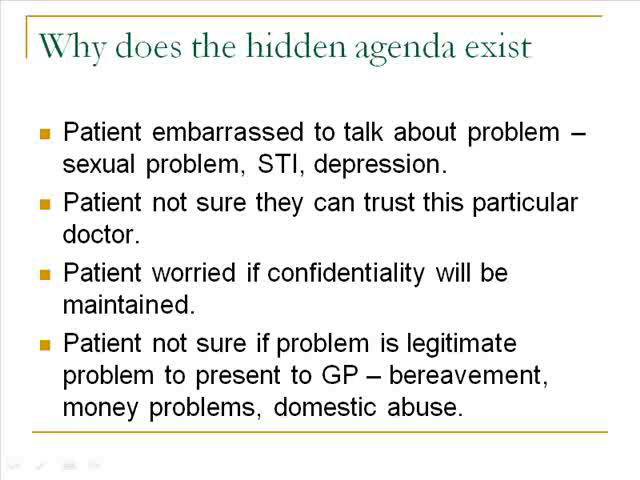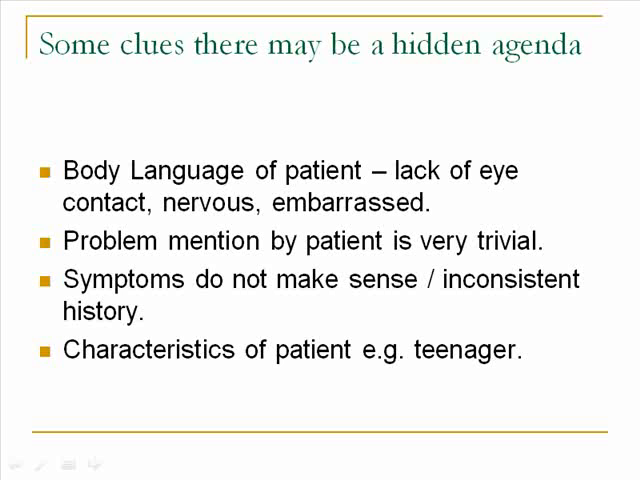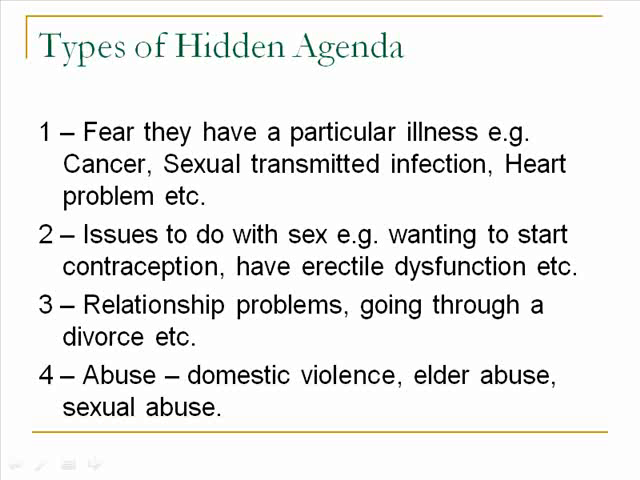Can you tell us what clues there might be that might make us suspect there may be a hidden agenda? Some clues could be things like the body language of the patient, if there's lack of eye contact, if the patient appears nervous or embarrassed. Other clues are if the problem mentioned by the patient appears to be very trivial, or the symptoms which the patient reports don't seem to make sense or are inconsistent. And also some patients are more likely to have a hidden agenda, e.g. teenagers.